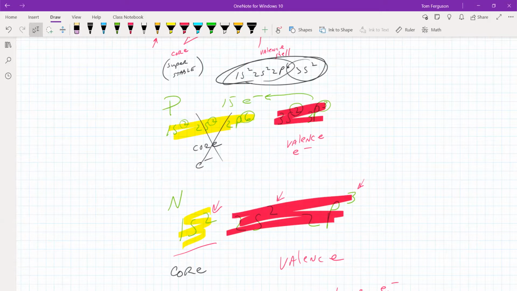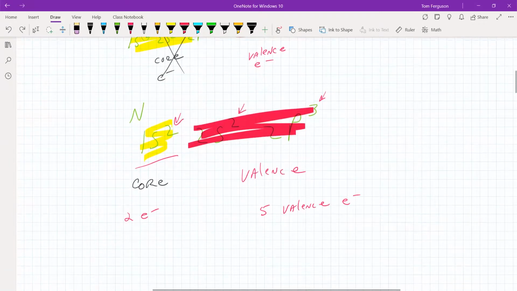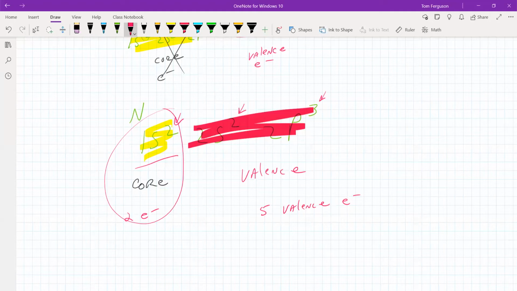Exactly. Perfect. Okay. And the two down here, these guys, because it's one shell down, automatically makes them core. It doesn't matter if it's 4 or 5 down, but it's down from the highest shell. Automatically makes it core.